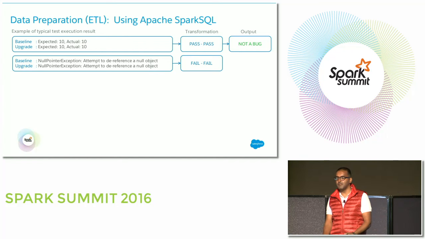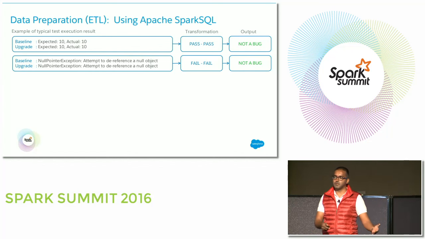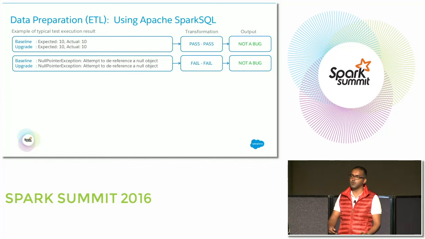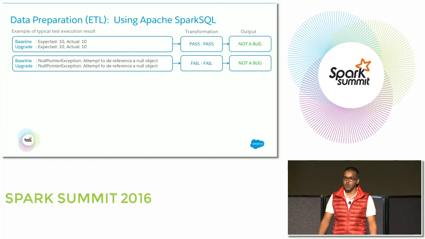So it is a fail-fail scenario, and we have the Spark transformation called fail-fail that is going to pick this up and mark it as not a bug. So here, it's an expected scenario. If the test was failing in the production version and it's going to fail in the future version of the software, we are OK. It's not a problem for us, and we don't have to worry about this.